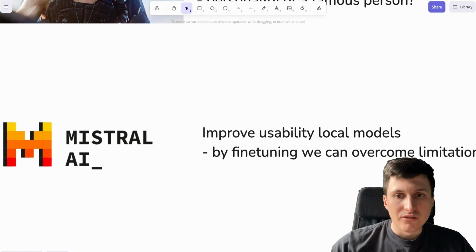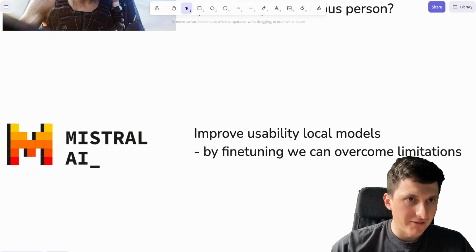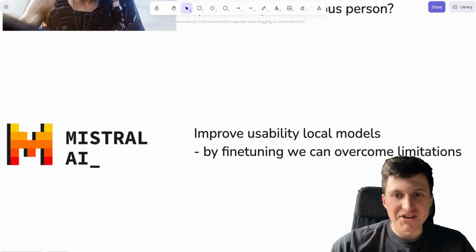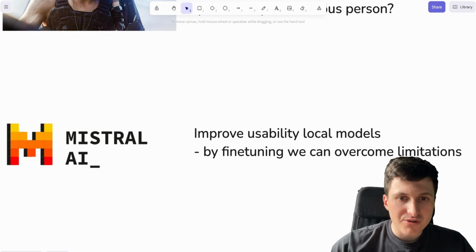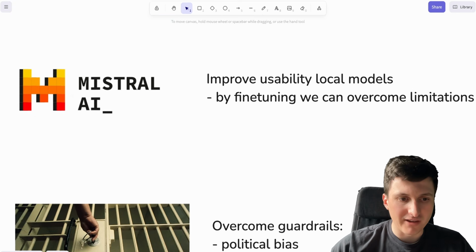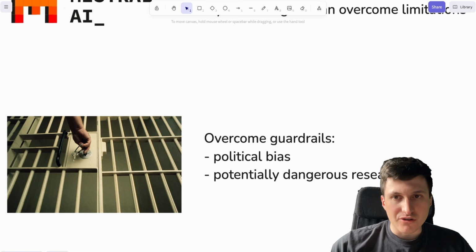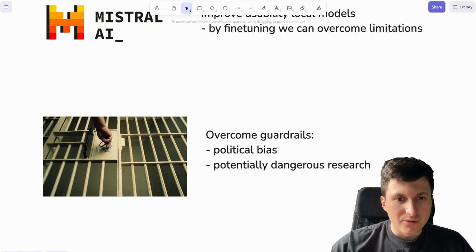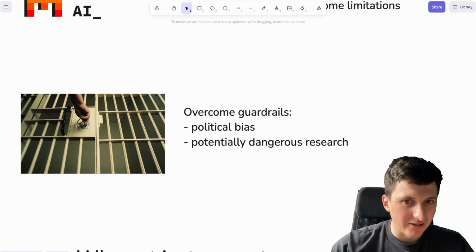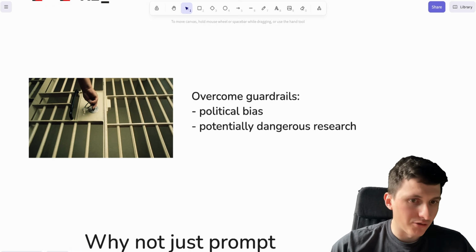Another reason is to improve the usability of local models. Local models can be very beneficial if you're concerned about privacy or simply don't want to pay for ChatGPT tokens. Well, with fine-tuning, we can overcome the limitations that these smaller models have. Finally, another thing related to this is that by training our own models, we don't have to follow the guardrails that are implemented with all the larger models. So we can overcome them by training our own models.